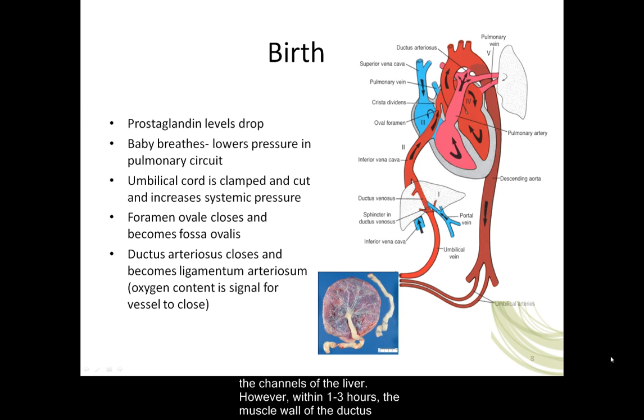However, within 1 to 3 hours, the muscle wall of the ductus venosus contracts strongly and closes this avenue of flow. As a consequence, the portal venous pressure rises, and this increase in pressure is enough to force portal venous blood flow through the liver sinuses.